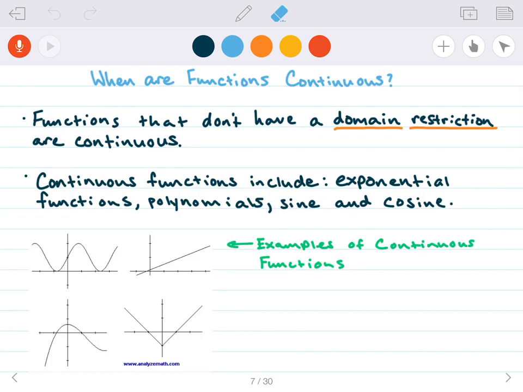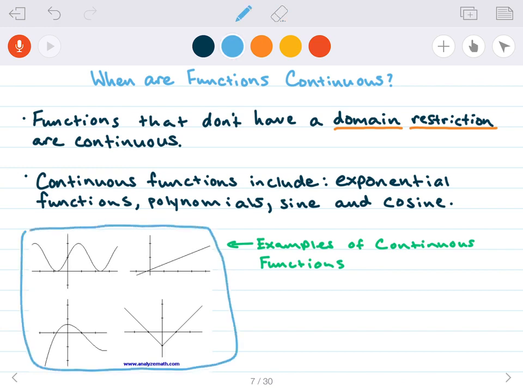Okay, so what functions are continuous? I mentioned this a little while ago, but basically if you don't have a restriction on the domain, your function's continuous. Like anything we have pictured here, all of these are continuous because you don't have to pick up the pencil. You probably learned about these exponential functions, polynomials, sine and cosine in college algebra and trig.